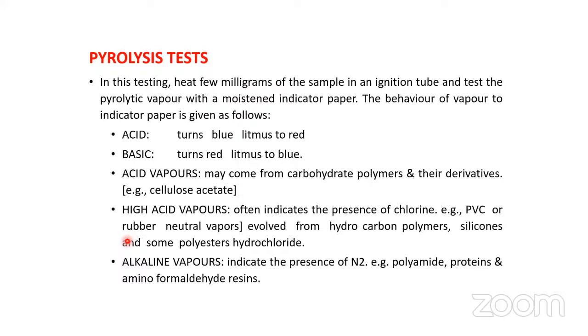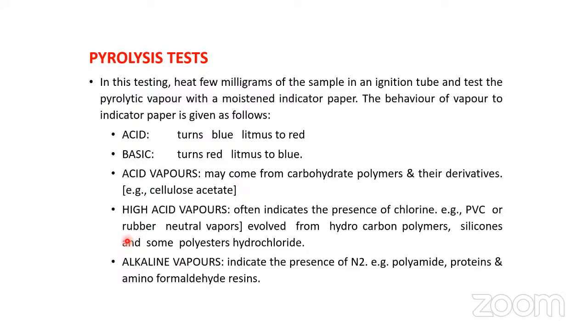In this testing, we generally heat some milligrams of the polymer sample in an ignition tube and test the pyrolytic vapor with a moisture indicator paper. The behavior of the vapor toward the indicator paper is given as follows. If the vapors contain acid, obviously it will turn blue litmus to red. If it is basic, it will turn red litmus to blue. What kind of polymers will create the acidic vapors?